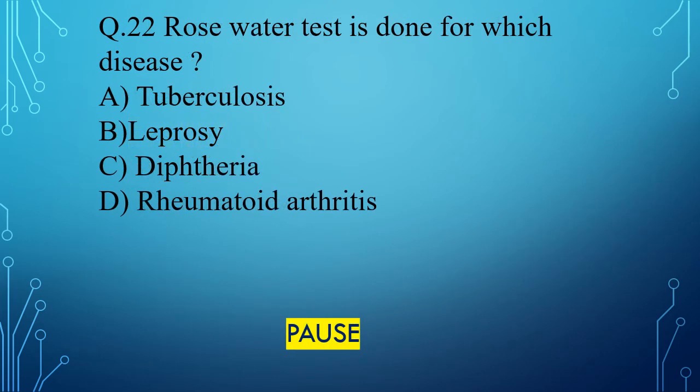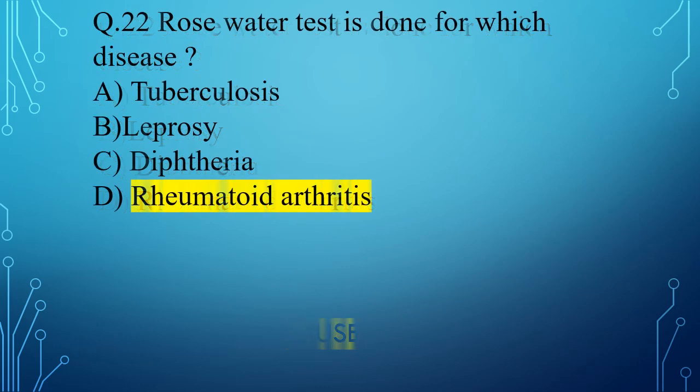Question 22. Rose water test is done for which disease? Option A, tuberculosis. Option B, leprosy. Option C, diphtheria. And option D, rheumatoid arthritis. The right answer is rheumatoid arthritis.